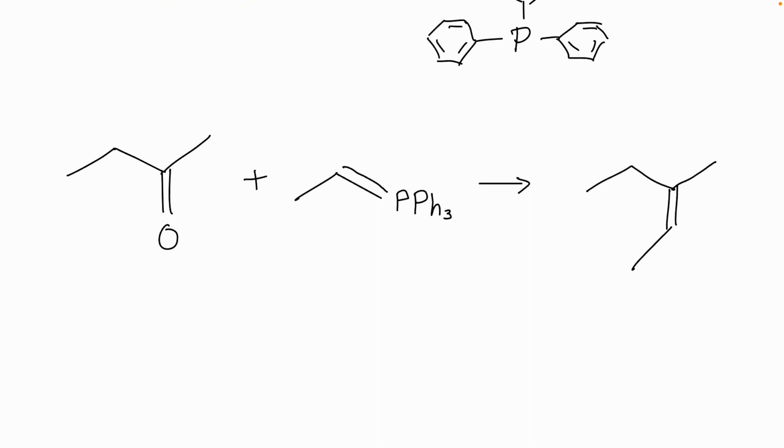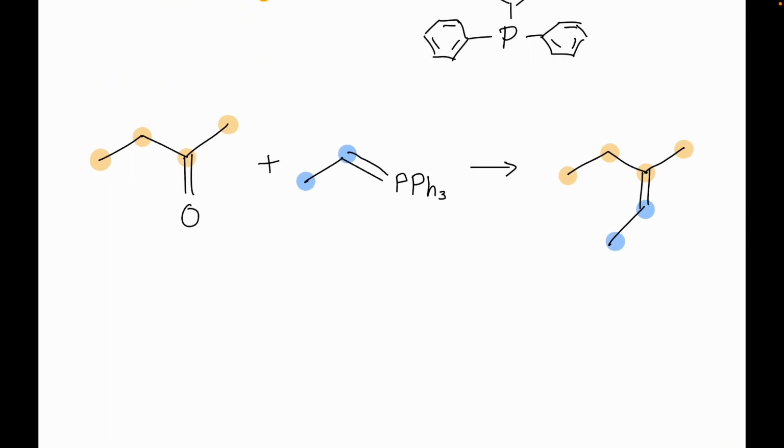Okay, so first of all, just keeping track of carbons. These 1, 2, 3, 4 carbons from my ketone are these 1, 2, 3, 4 carbons here. These 2 carbons come from my Wittig reagent here. All right, so how did I get my products?